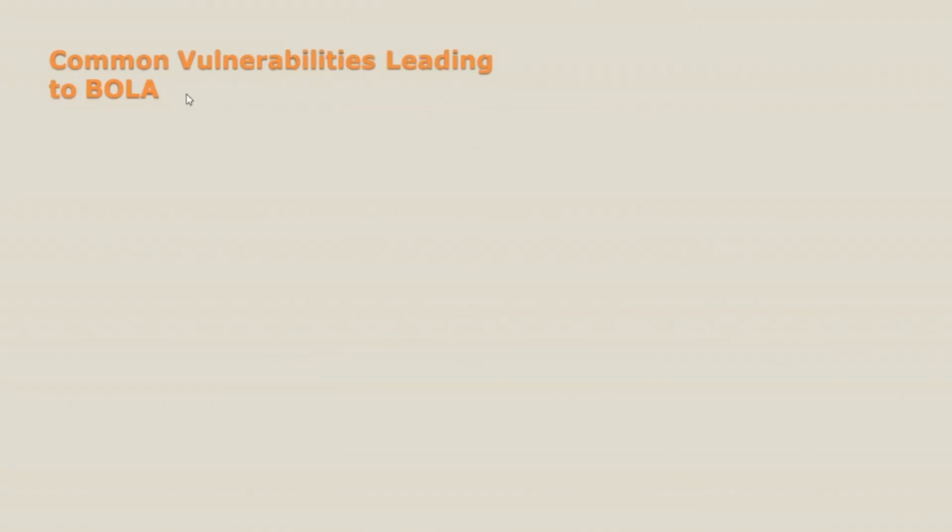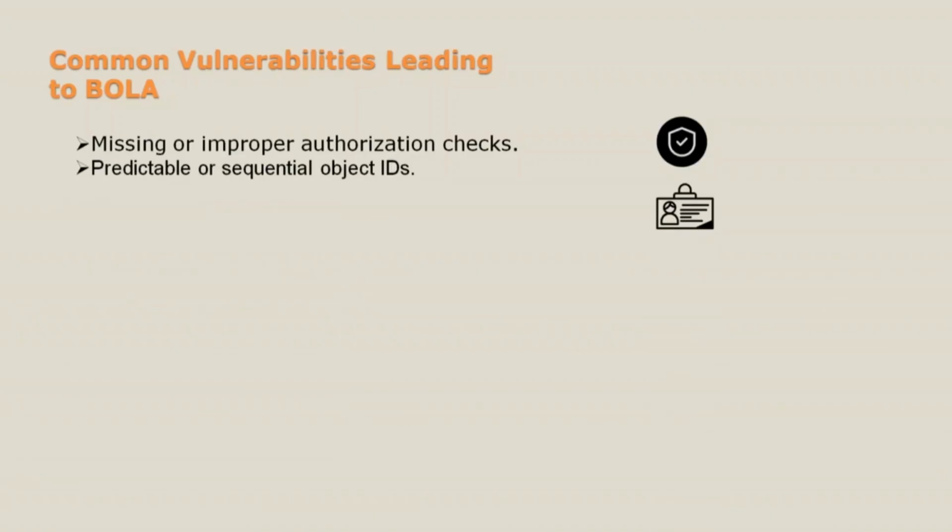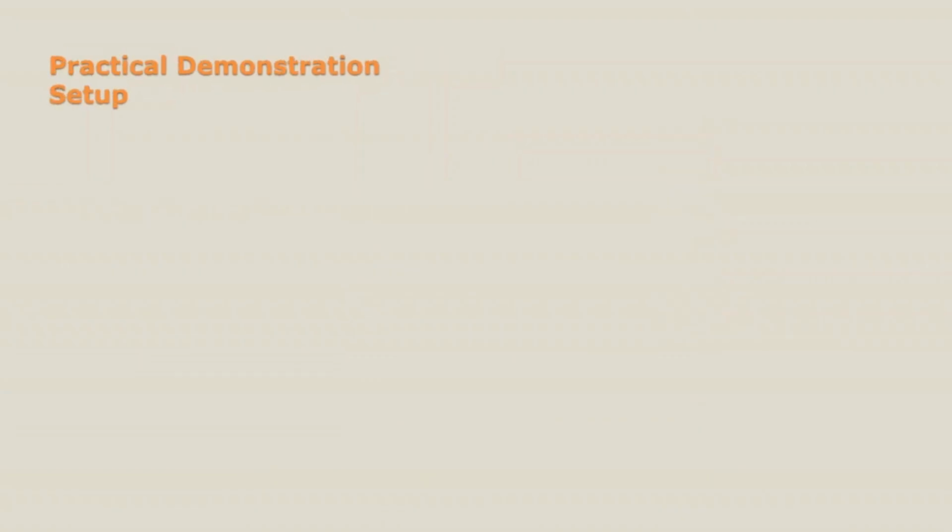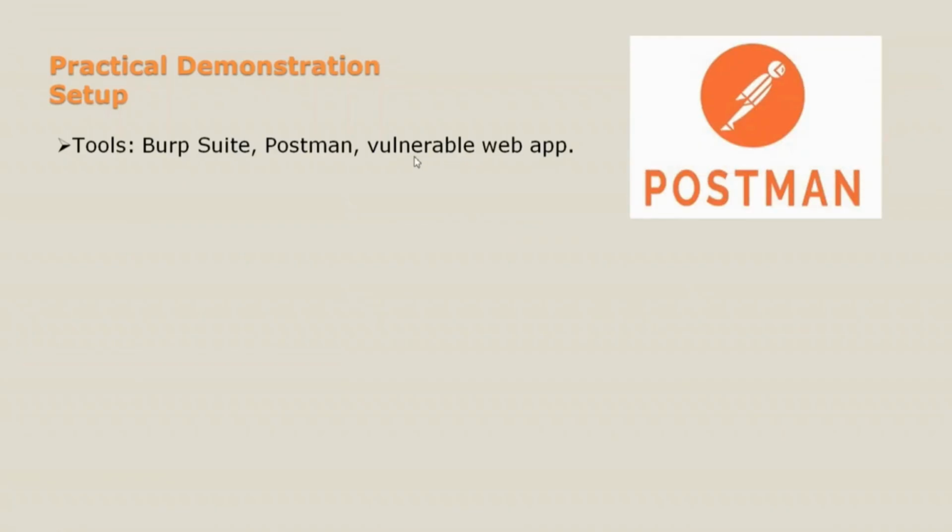What are the common vulnerabilities leading to BOLA? It may be because of missing or improper authorization checks and predictable or sequential object IDs. It can also be caused by a lack of user context validation. We can do a practical demonstration by setting up these tools, for example Burp Suite, Postman, and any vulnerable web application. In upcoming slides, after some time, we'll be checking that practical as well. In a local machine or test server we can run this practical.